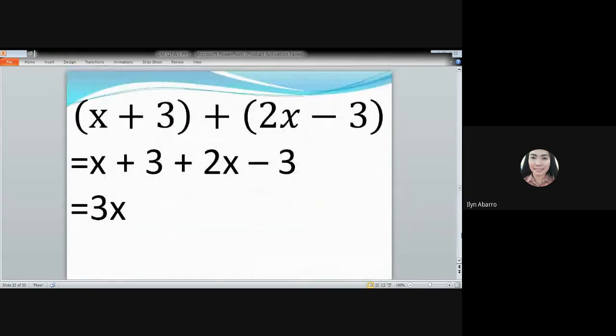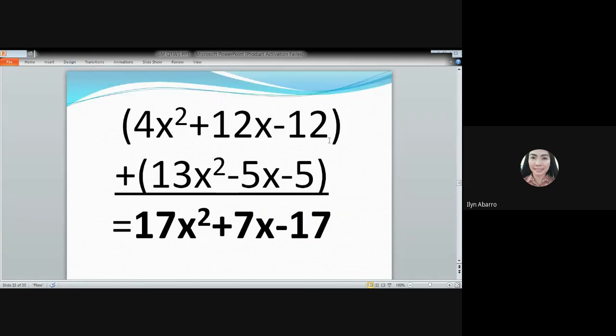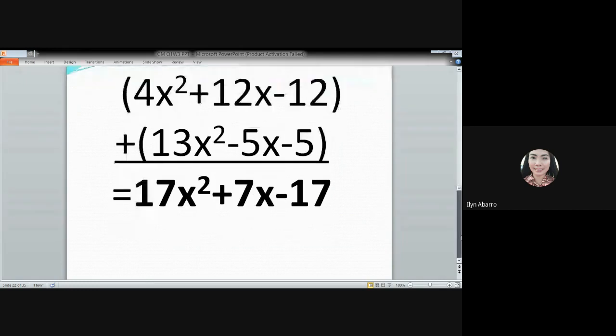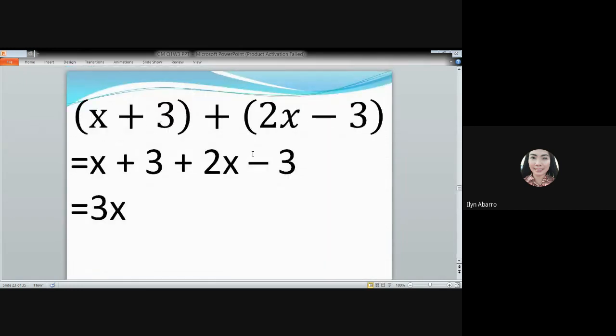Okay, let's proceed. X plus 3 plus 2x minus 3. In here, we are adding a binomial by another binomial. Since this is addition, we can simply remove the parentheses. Okay? So, ito naman is horizontal addition. Yung kanina is vertical addition. Pag vertical, i-align mo lang to each other yung mga similar terms. You can also apply the vertical addition to this given. But then, I will show you how to add naman horizontally.